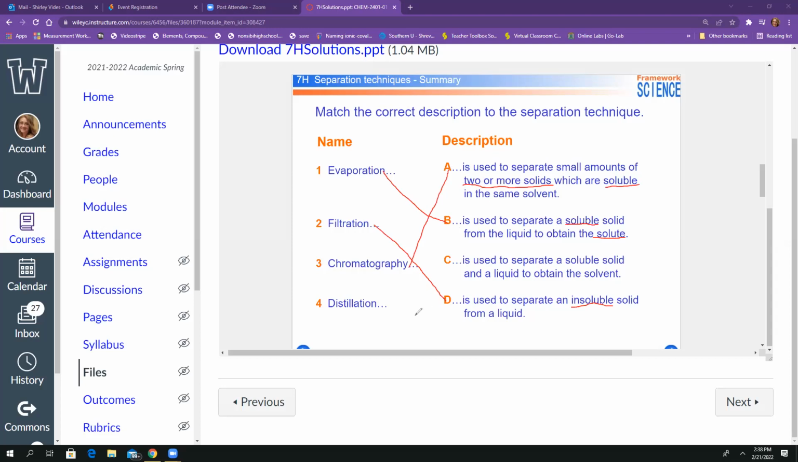And the last one, obviously by default, is distillation, with C, because you want to use a soluble solid again, but this time you don't want the solute, you want the solvent, or you want both. Whereas with evaporation, one of them is going to go away because you're evaporating it. It's a gas. It's no longer going to come back. It's going to go into the atmosphere, into the air. So that's how you do these.